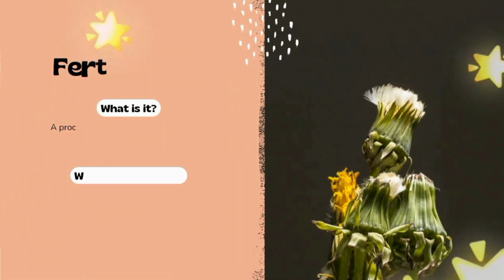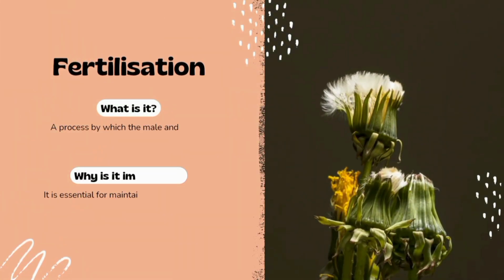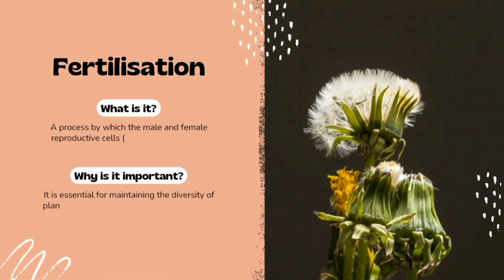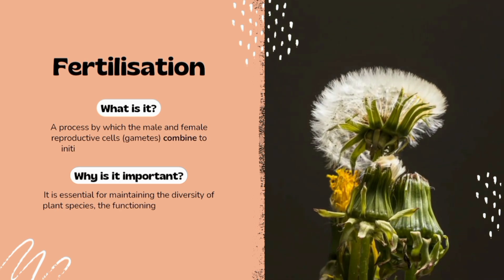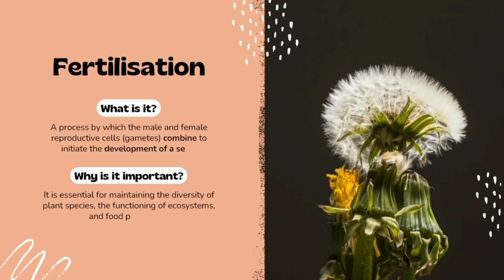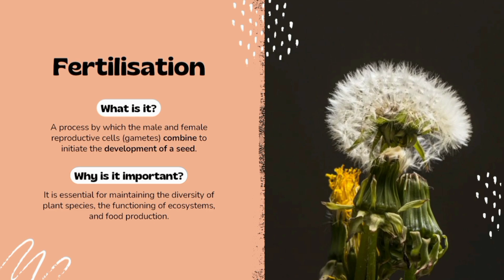What is fertilization? A process by which the male and female reproductive cells, gametes, combine to initiate the development of a seed. Why is it important? It is essential for maintaining the diversity of plant species, the functioning of ecosystems, and food production.